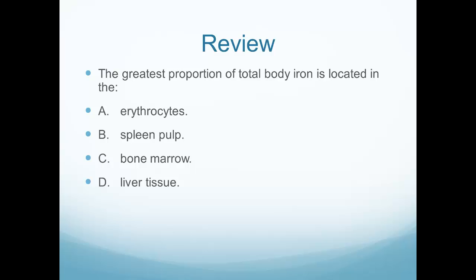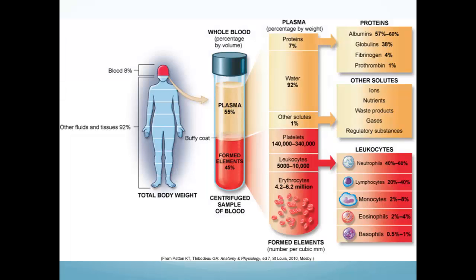The greatest proportion of total body iron is located in the erythrocytes. The greatest proportion of our total body iron is located in the erythrocytes in the form of heme, which forms the hemoglobin, the oxygen carrying compound of the red blood cell. Let's take a look at our blood.